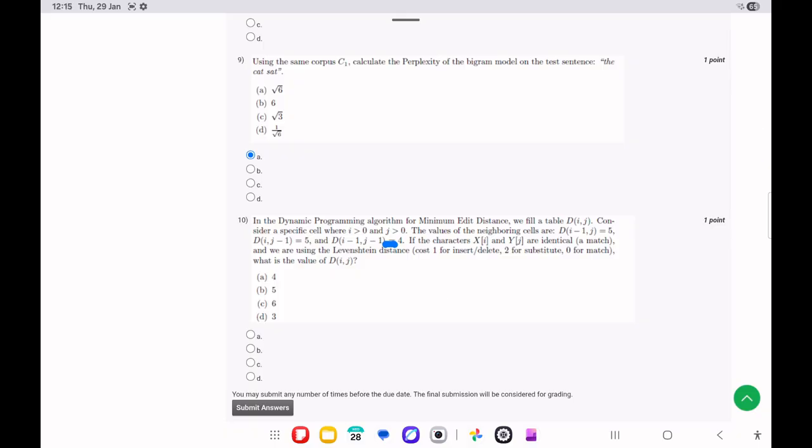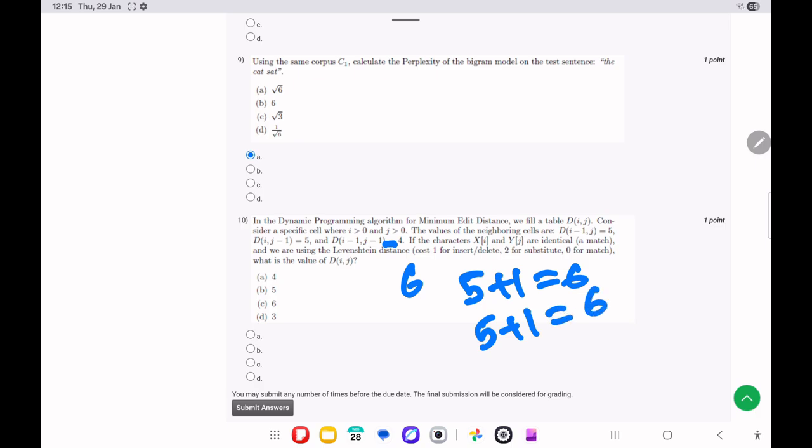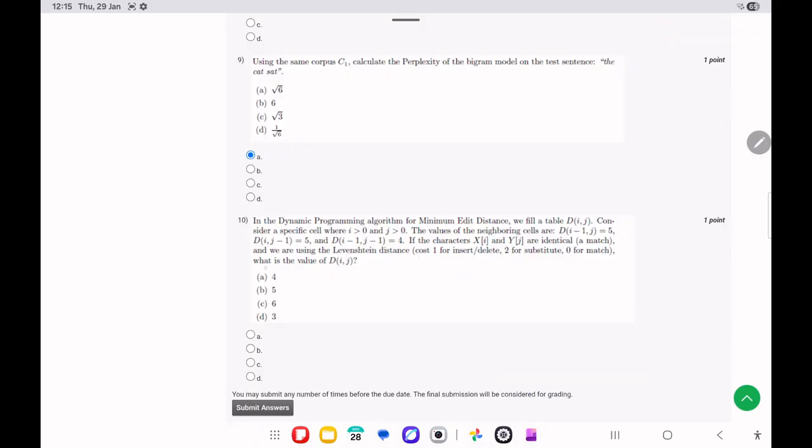So if you calculate the value for deletion, it will become 6: 5 plus 1 is 6. And for insertion it is also 6: 5 plus 1 is 6. And for the match, the cost will be 0, that is 4 plus 0. The last one is match. So out of these, the minimum value is 4. So the option is A.